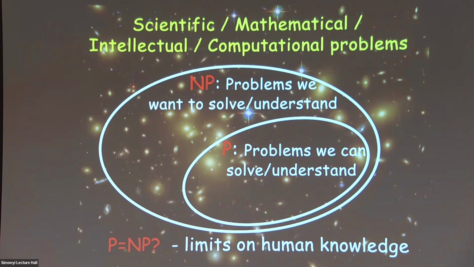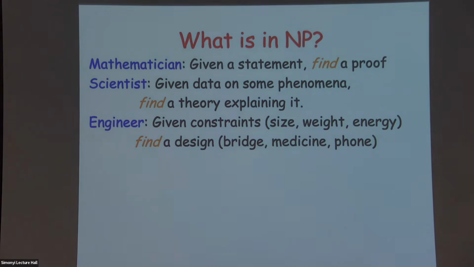I want to give you an answer why it corresponds to this NP, to this class of easily verifiable problems, by giving you a cartoon picture of some professions you are familiar with, like mathematicians. What do mathematicians do? Cartoonishly, we are given a statement and we want to find the proof.